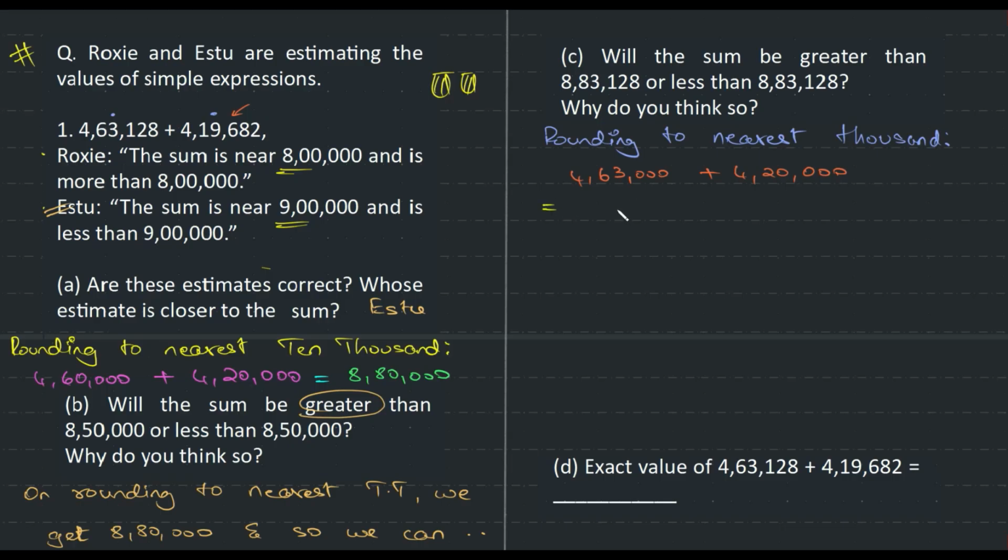And this will give us 8,83,000. So will the sum be greater than? For me, what I got is less than. The sum is less than. Why do you think so? Same answer, on rounding to nearest 1,000, we get 8,83,000. Same thing actually.